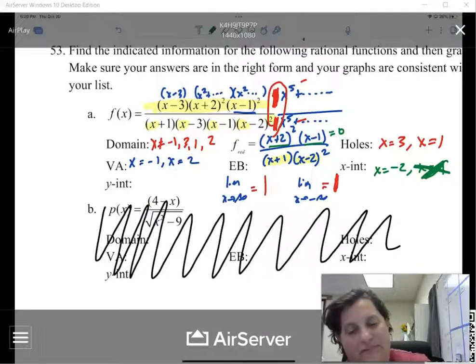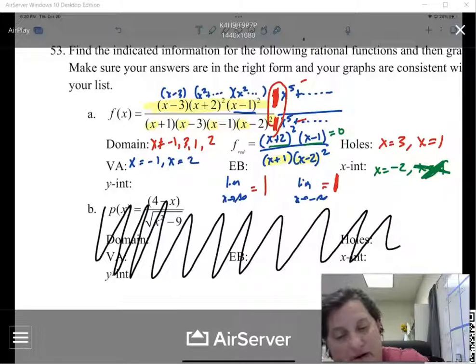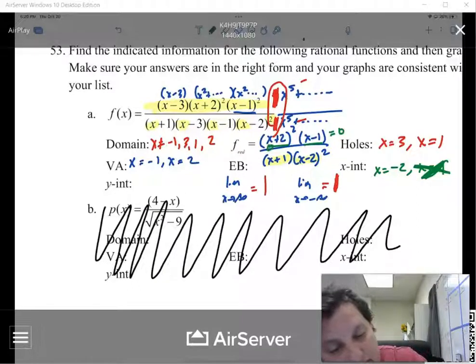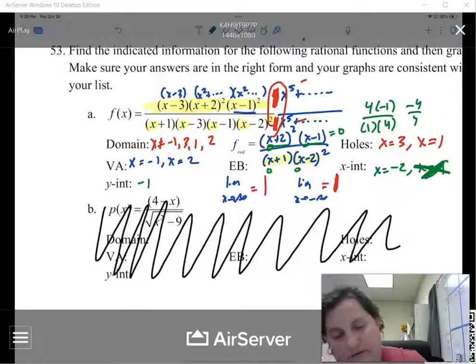And then the y-intercept is just what I get when I plug in 0. I mean, you could plug it into the original equation, or you could plug it into this equation right here. I basically get 2 squared times -1, over 1 times -2 squared. So I get -4 over 4. So the y-intercept is at -1.